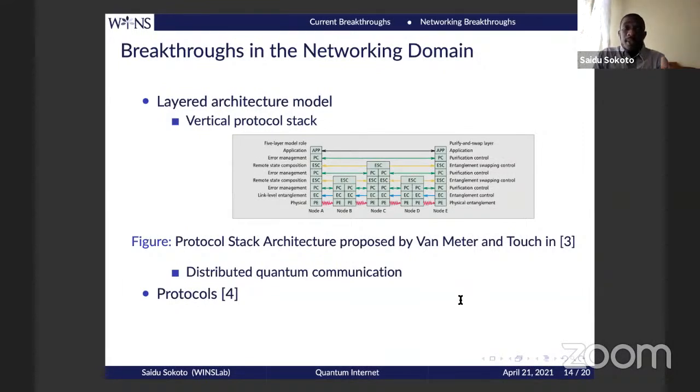So these architectures have limitations, of course. The quantum internet is yet to be achieved, and there's a lot to be seen. But the protocols they propose at least serve as a building block for new ideas to be developed.